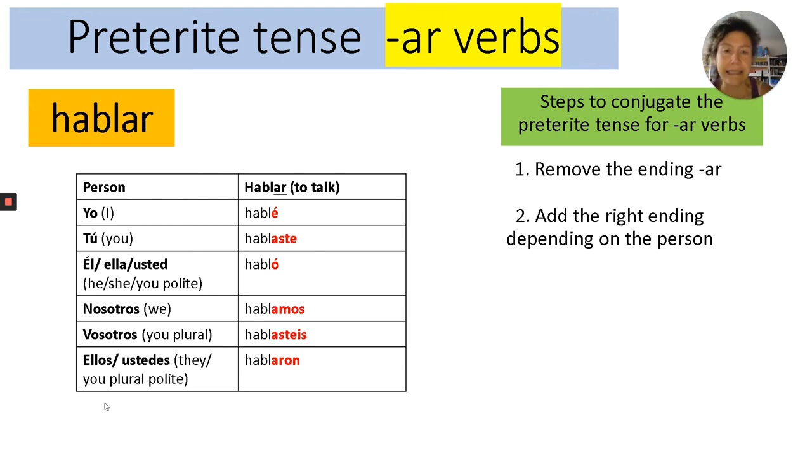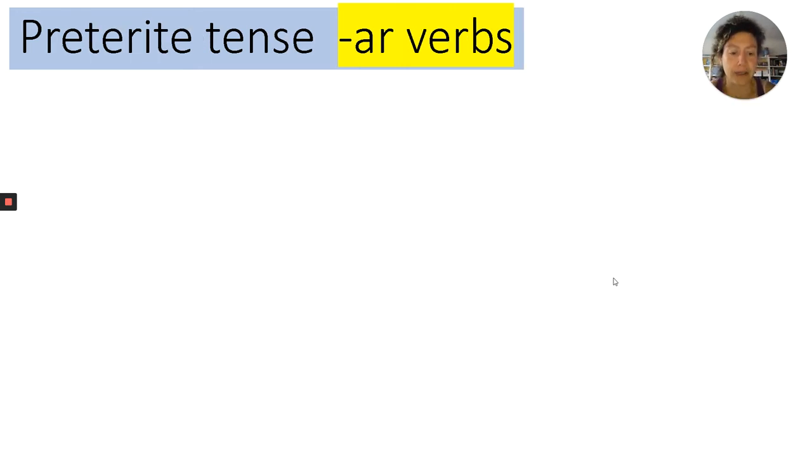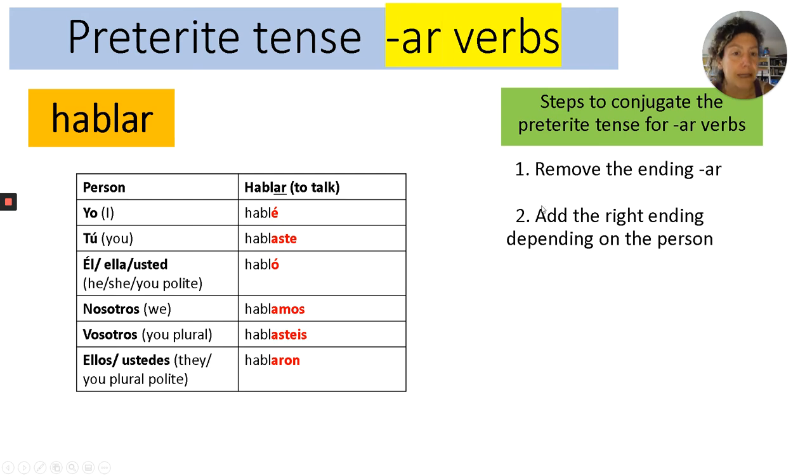Let's have a look and see how we're going to conjugate the preterite. And I've put here the two steps that you need to remember. And actually, you will remember from the present tense that these are very similar. So let's have a look at them. The first step, we're going to remove the ending, the AR ending.